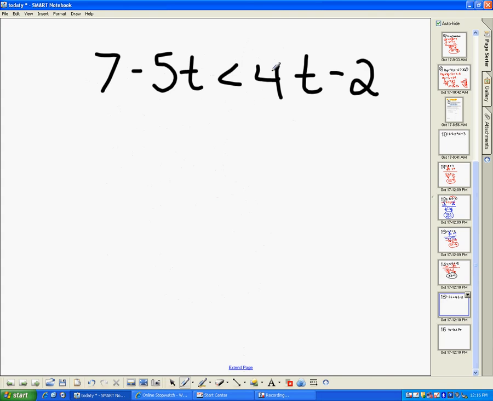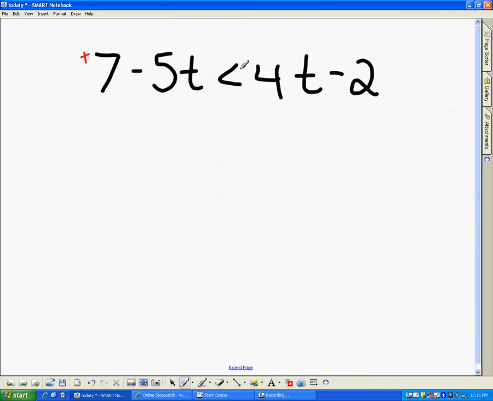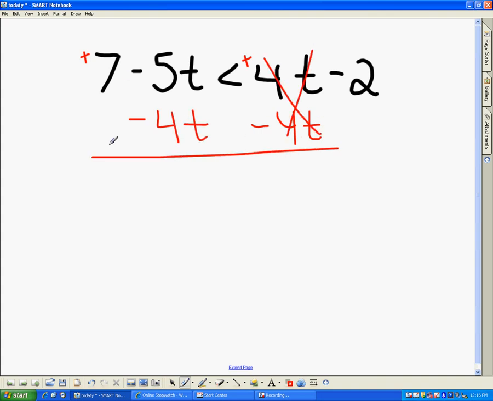All right, again, we have a variable on both sides, so we want to move them. It doesn't really matter what we start with here. But remember, if you don't see a symbol in front of a number, that means it's positive. That means that you're adding it. So you're going to do the opposite, which is to subtract it. So I'm going to move my variable to the left. So I'm going to subtract 4t on both sides. This cancels out, leaving me with 7 minus 9t, because negative 5t minus 4t is negative 9t, and that's less than negative 2.